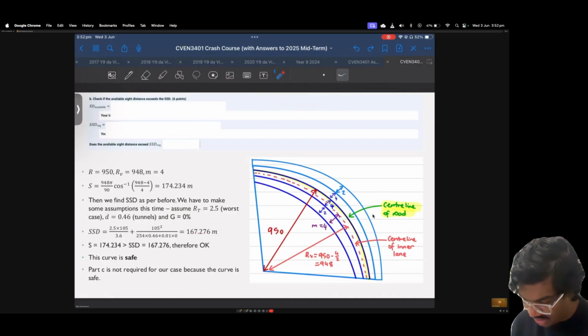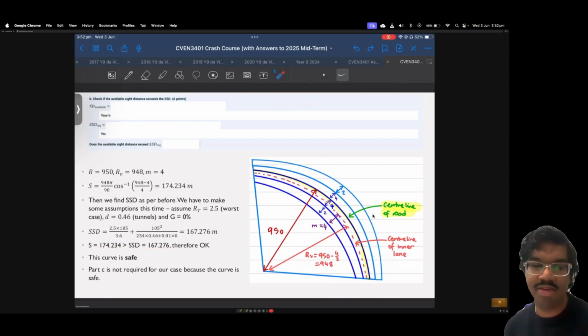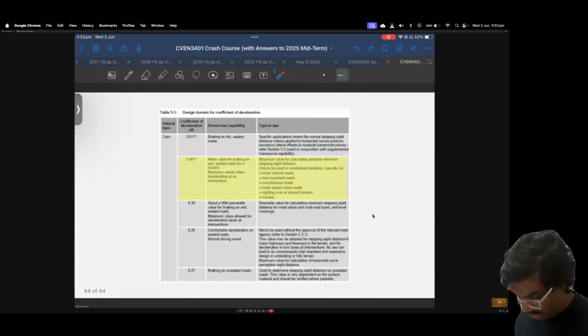Luckily, our sight distance is greater than our stopping sight distance, therefore it's okay. And this curve is safe. And part C is not required because the curve is safe. Part C was find the stopping sight distance. Yeah, all right, so that's the whole crash course done.